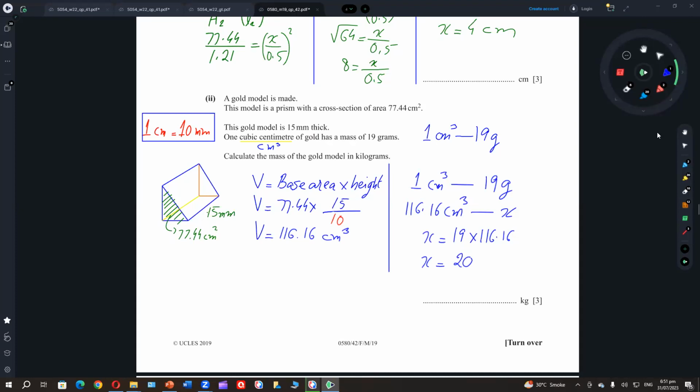Are you saying 220 or 20? Double two. 2207.04 gram.